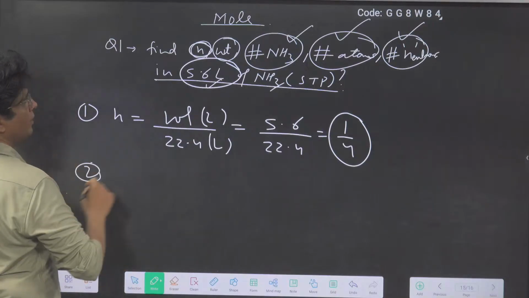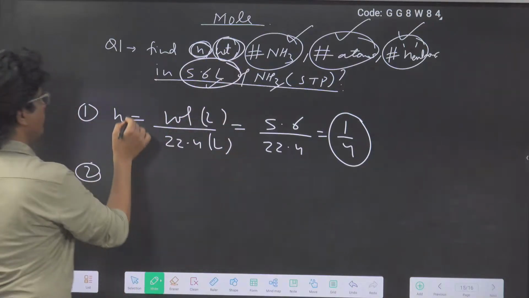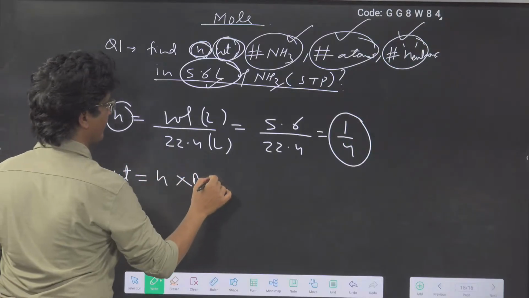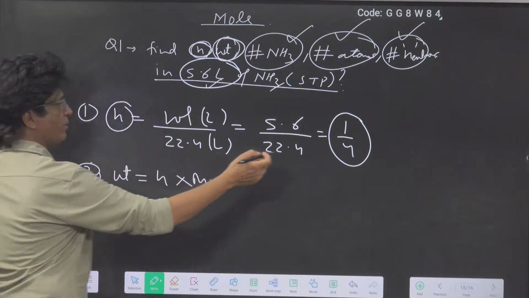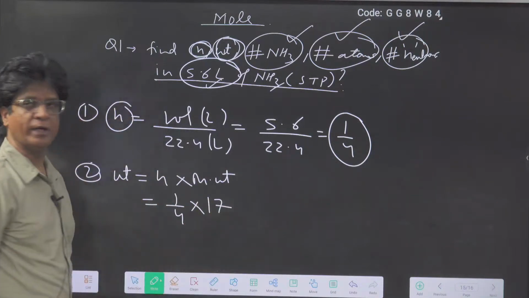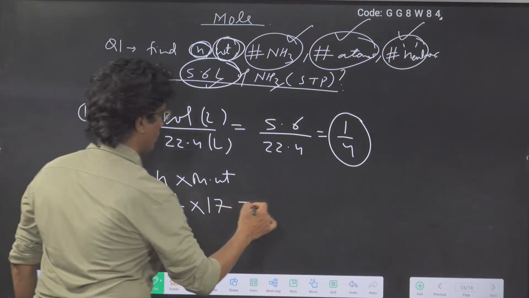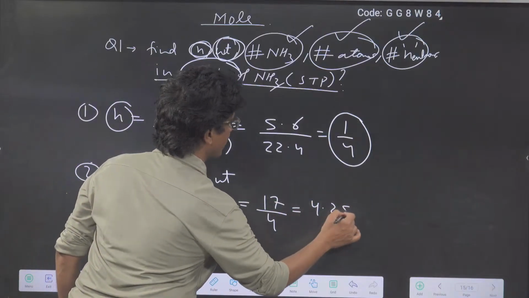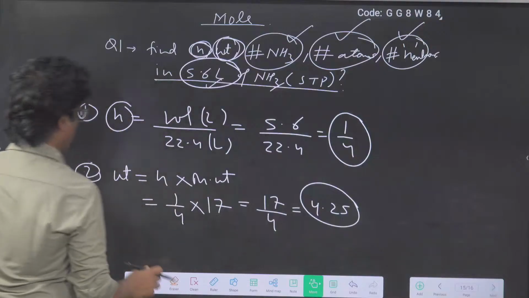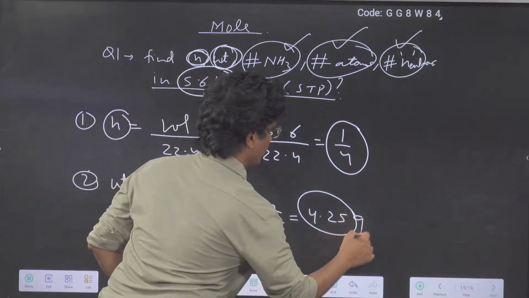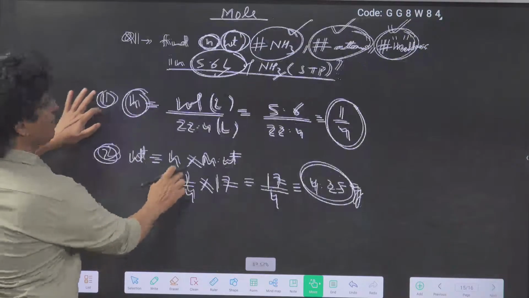Then the second one. Now they're looking for weight. If you know number of moles, weight is number of moles into molecular weight of the gas given, right? So number of moles is 1/4, and molecular weight is 17 for ammonia. This will be 17 by 4, which is 4.25 grams. Make sure that you are having the right units.